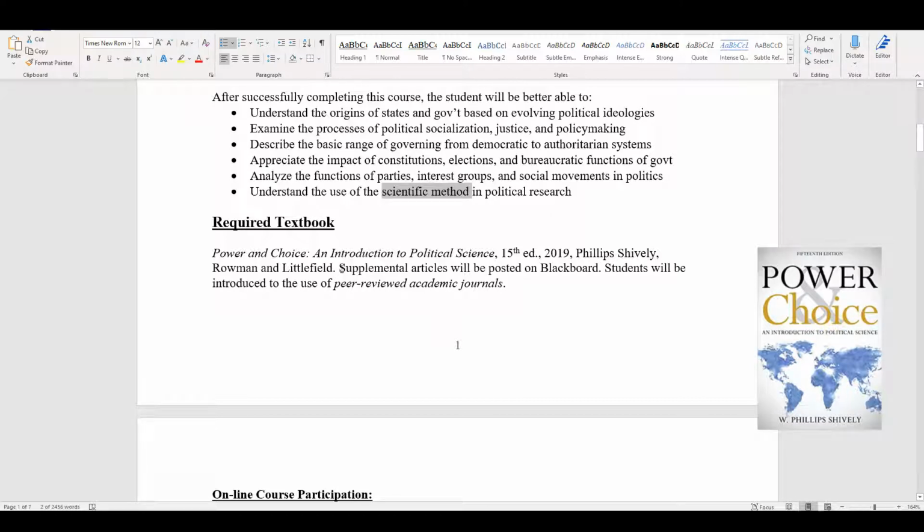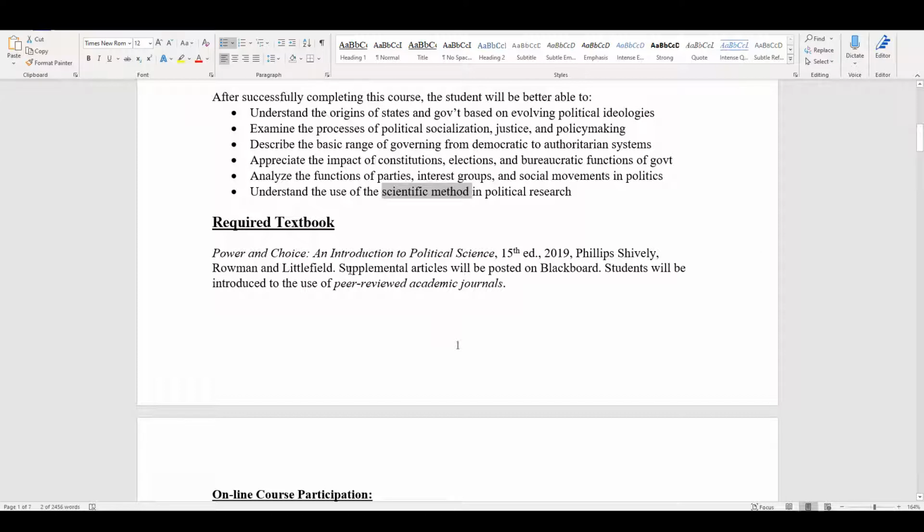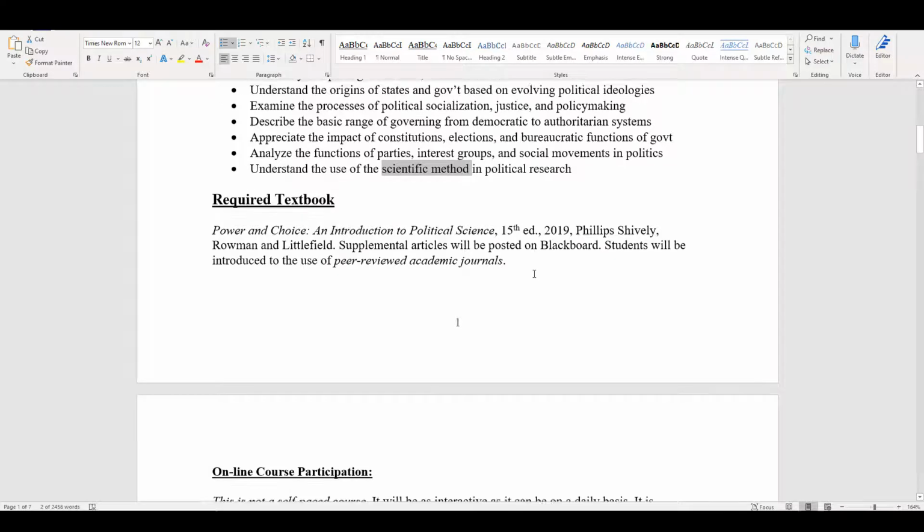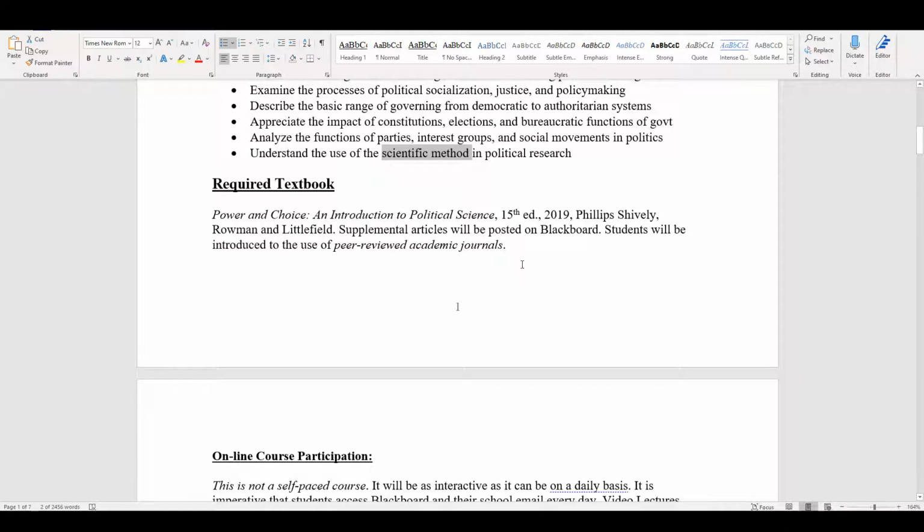This latest edition has been out for over a year, so you might be able to get it for a reduced price. But I will be going through that book in order. I'll be referring to the book quite a bit, and may even be assigning some readings out of the book. Supplemental articles will be posted on Blackboard, whatever readings may be needed to supplement the material.